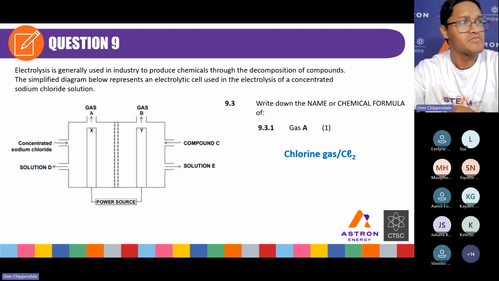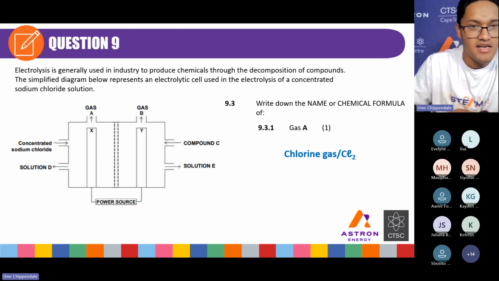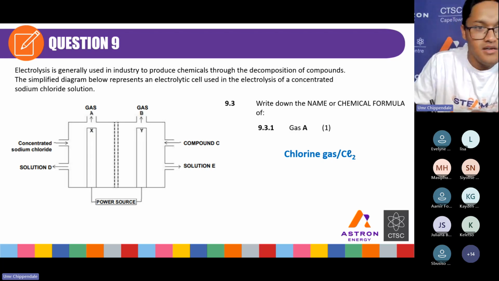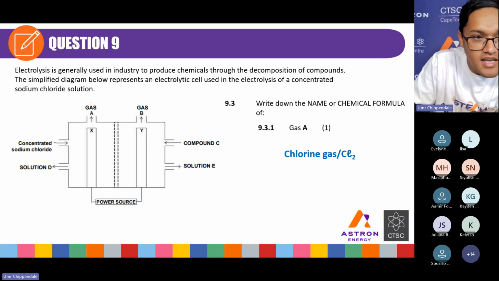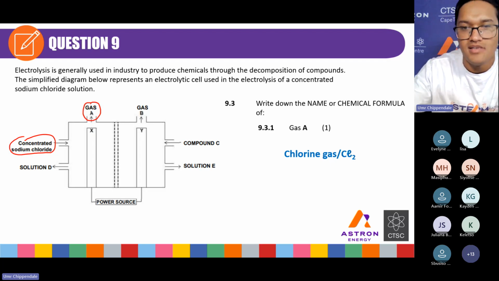All right, so your chemical formula is going to be the one on the left-hand side. They meant it of gas A. This is gas A. So what was given? Concentrated sodium chloride. So what is the gas between these two? I'm not going to use sodium gas. It's chlorine gas, right? So it is Cl2. The chlorine is your gas here.